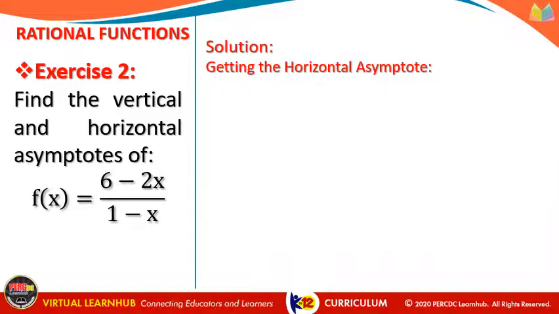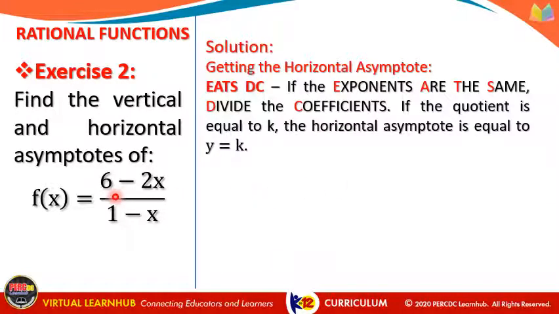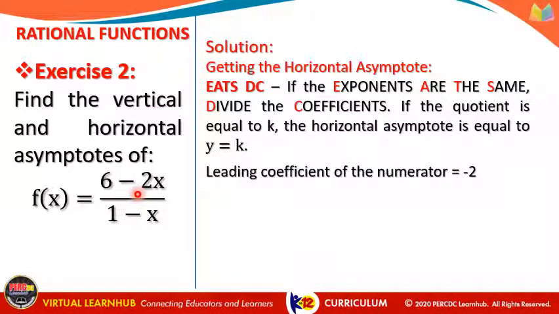Sige, ano ba ang leading coefficient ng numerator natin? Nasaan ba yung leading term? Again, leading term is yung may term na yung x niya ay may exponent na equal sa degree. Yun yung term na kung saan yung x highest yung exponent. Well, isa lang naman ang may x dito, si negative 2x. Yun yung leading term natin. Ano ang coefficient ng negative 2x? Di ba? Negative 2. So, the leading coefficient of the numerator is negative 2.